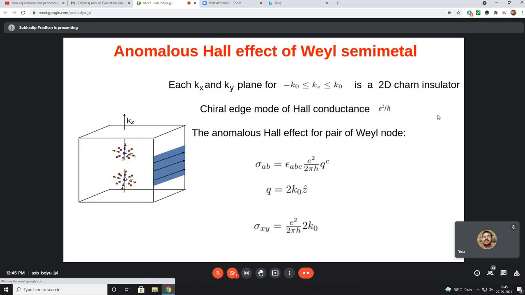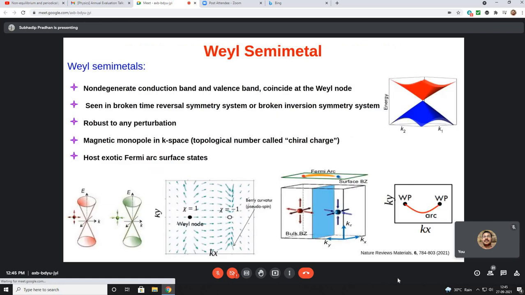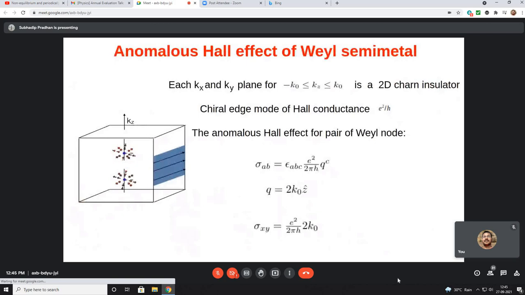Subhadip, your slides are not changing. Is it just for me? I am still stuck with the slide titled Weyl semimetals and two lines written there. Have you moved? I think it is changing, yeah, I can see it. So if it is a local problem, it's fine. I'll log out and log in again. Yeah, that's okay. I just wanted to check. Please go ahead.